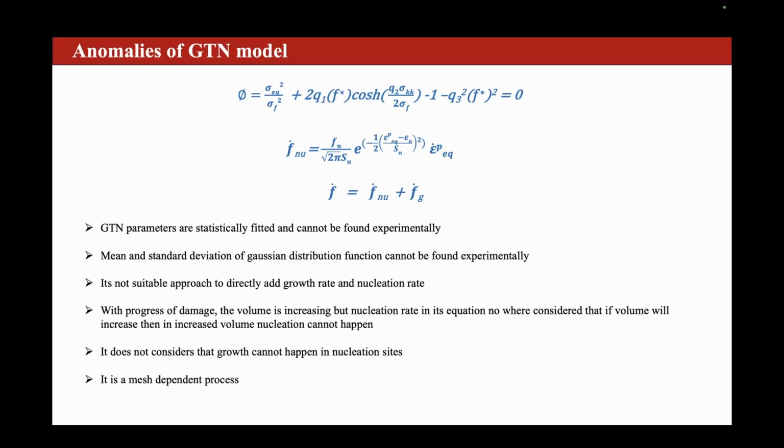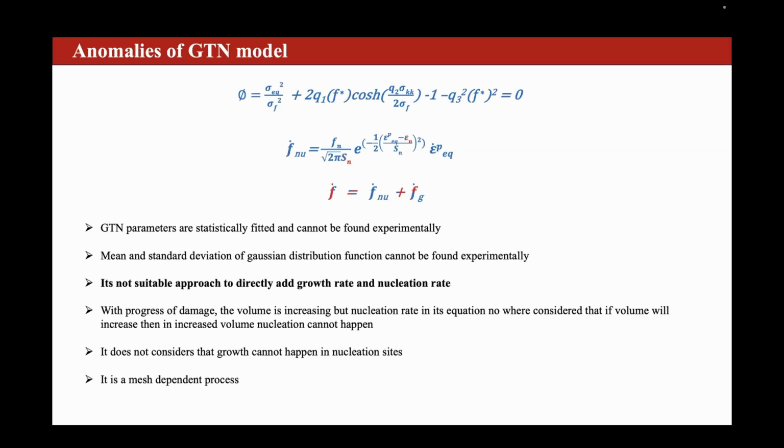So we can see that all the parameters used in GTN models, for example, Q1, Q2, Q3, Fn, is the void volume fraction that is formed in manufacturing of the product. And there are more parameters to it. So these parameters cannot be found experimentally and they are statistically fitted in the model. Same goes for curve fitting of standard deviation and mean of En dot that is defined in the nucleation rate of the GTN model. So these parameters are statistically fitted.